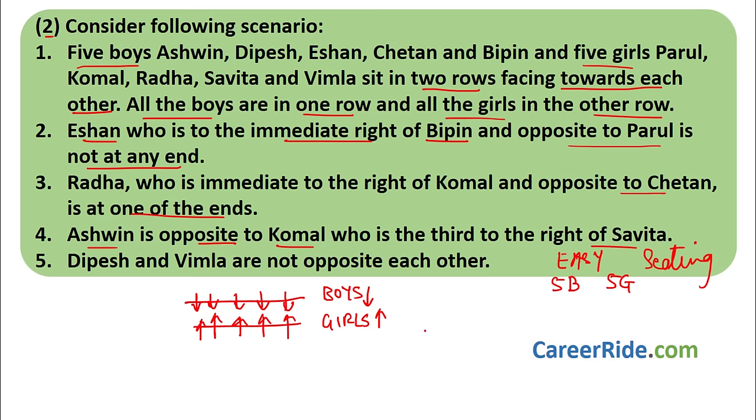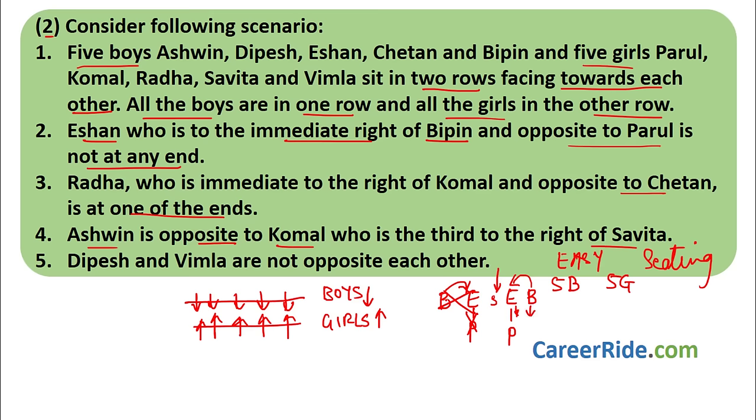Second sentence: Eshan, who is to the immediate right of Bipin and opposite to Parul, is not at any end. So Eshan and Parul are opposite to each other, and Eshan is to the immediate right of Bipin. So we will write like this: Bipin and then Eshan. But this is wrong. Why is this wrong? Because Eshan opposite to Parul is correct, but boys are facing in the downward direction, that is south. So the immediate right of Bipin will be this. If Bipin is over here, then only the immediate right of Bipin, Eshan will come, because Bipin is facing southward and Eshan is facing southward.